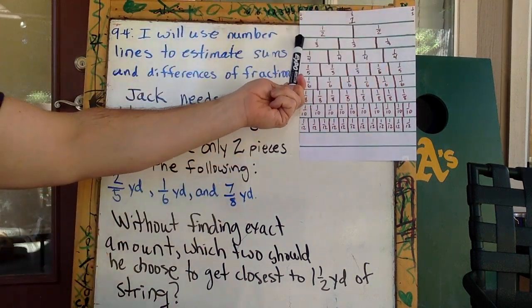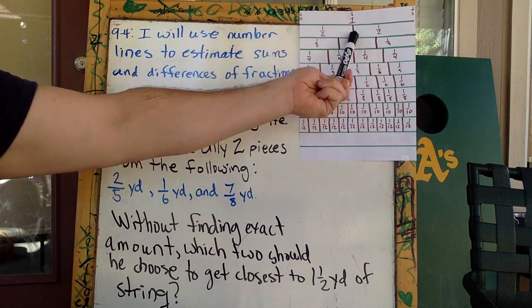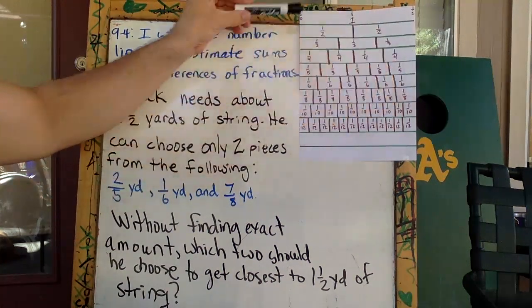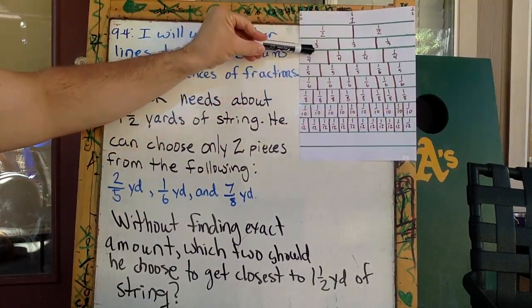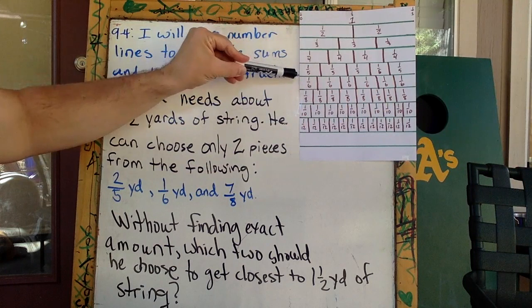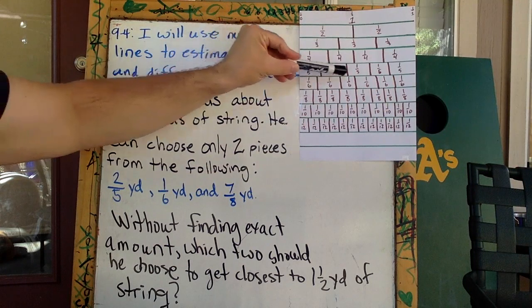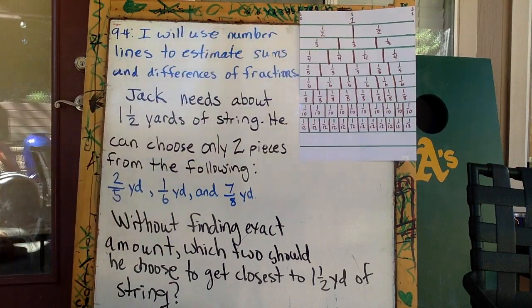This number line would be from 0, and then 1/2, and then 1. So you can think of these as number lines broken up into its different units, like thirds, fourths. This number line is broken up into fifths, and so forth. Okay, so we're going to use that to help us solve this problem.